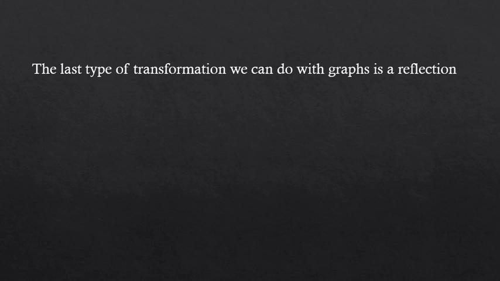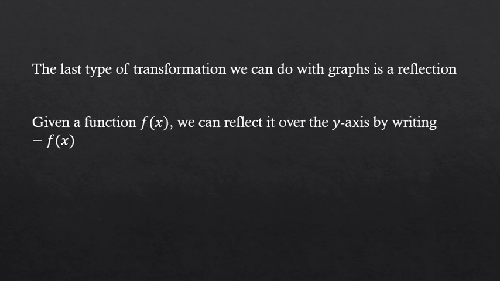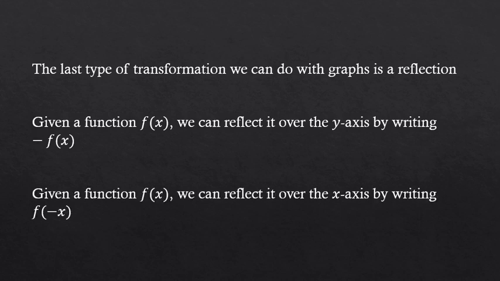The last type of transformation we can do with graphs is a reflection. We can reflect it over either the x-axis or the y-axis. If we want to reflect a function f of x over the y-axis, we just multiply the entire function by a -1, or just put a minus sign in front of the entire function. If we want to reflect it over the x-axis, we're going to multiply the variable x by -1, and we're going to replace minus x for any x's in the given function f.